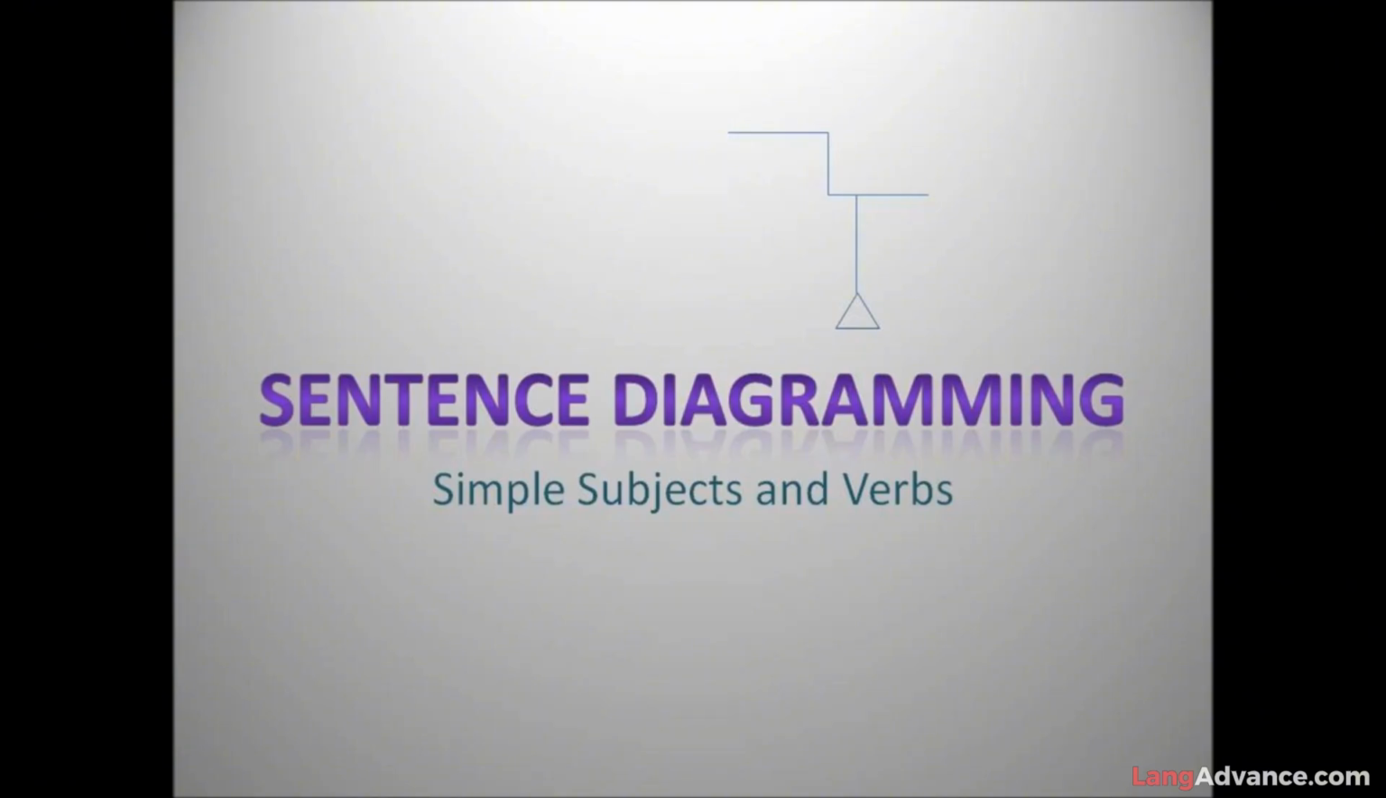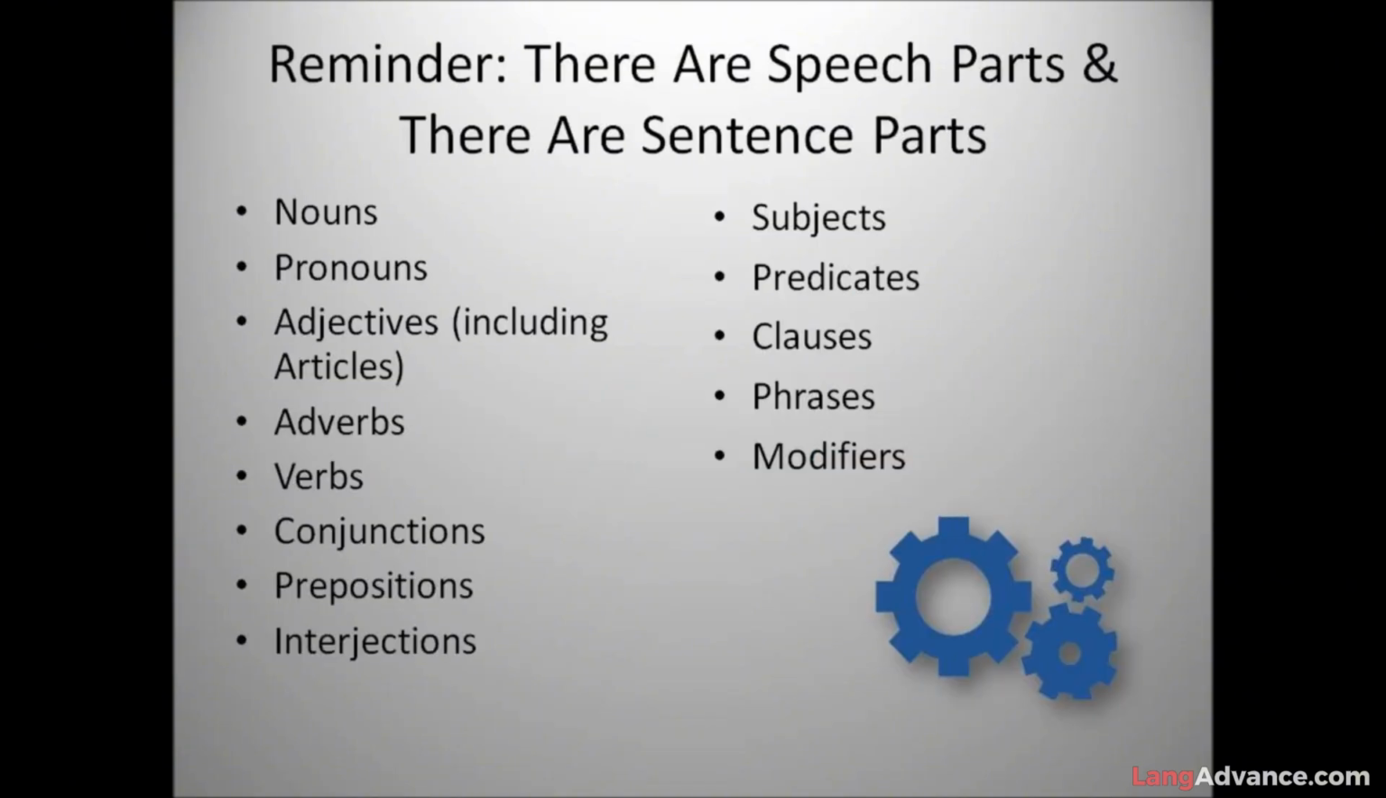As a reminder, if you didn't watch the introduction, or if it's been a few days since you watched the introduction, this reminder is that there are speech parts as well as sentence parts, and understanding the difference between those will help you diagram more effectively. The speech parts, the parts of speech, are nouns, pronouns, adjectives including articles, adverbs, verbs, conjunctions, prepositions, and interjections. And the parts of a sentence are subjects, predicates, clauses, phrases, and modifiers.